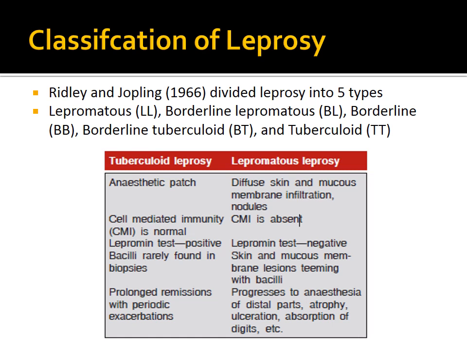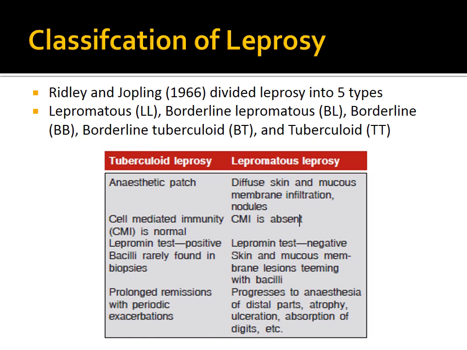Now the classification of leprosy. This is actually a part of medicine, but we can cover it very briefly. Ridley and Jopling, those two scientists, divided leprosy into 5 types in 1966. Listen carefully. Lepromatous leprosy, that is LL. Borderline lepromatous, BL. Third is borderline, that is called BB. Fourth is borderline tuberculoid, and fifth is tuberculoid.